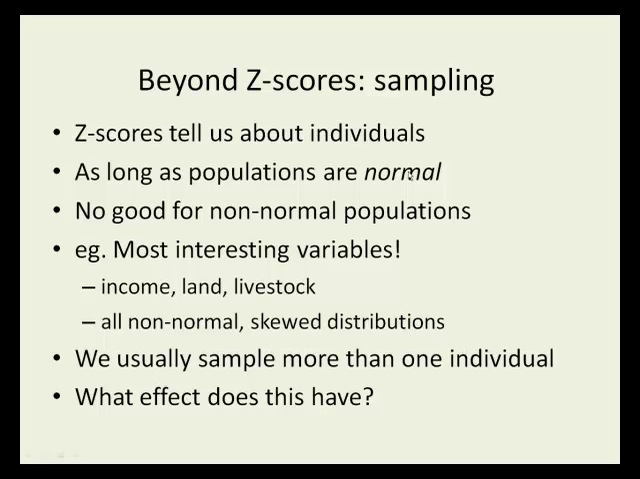But Z-scores are about individuals. We normally sample more than one individual. What effect does it have when we go and sample 10, 20, 100, 1,000 people instead of sampling one? What effect does that have?